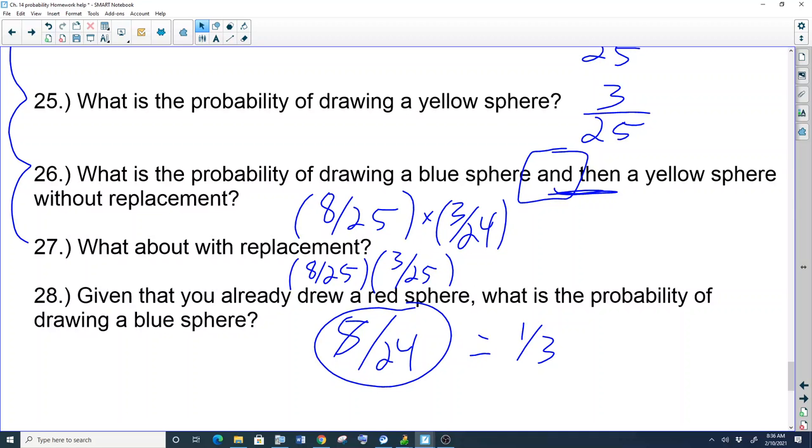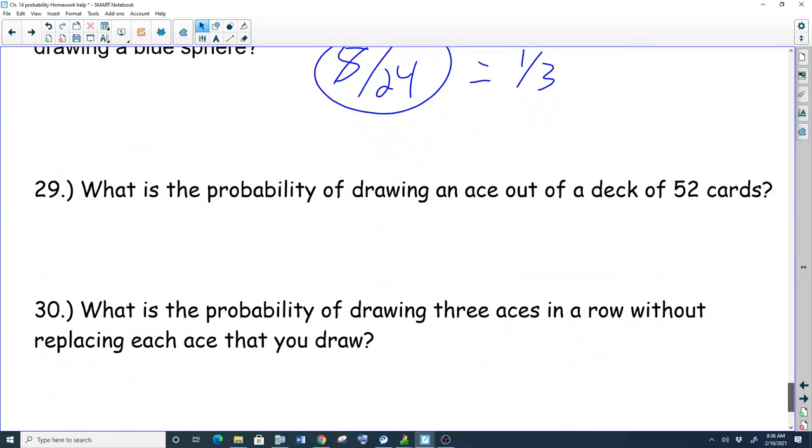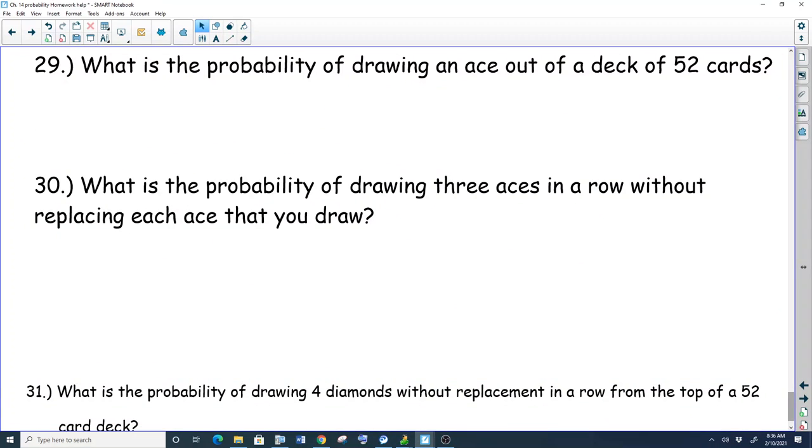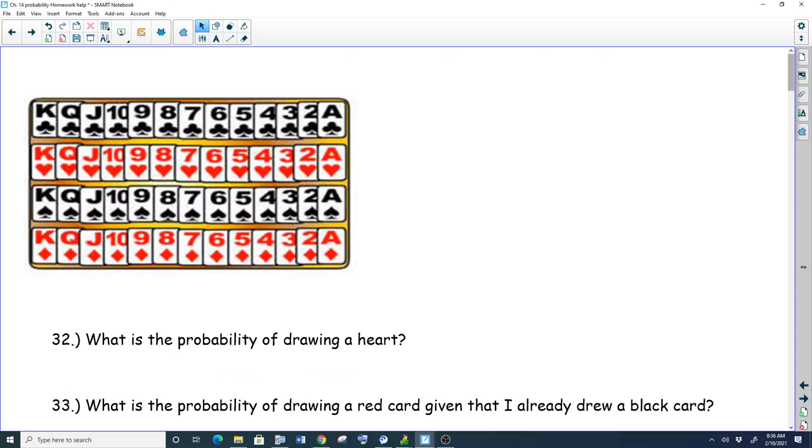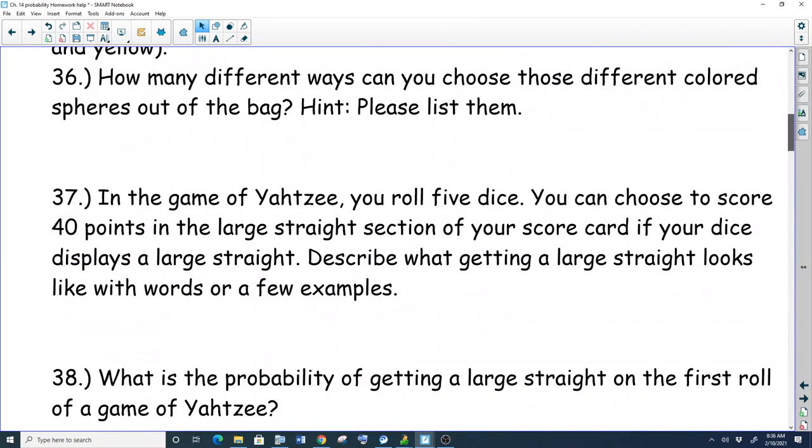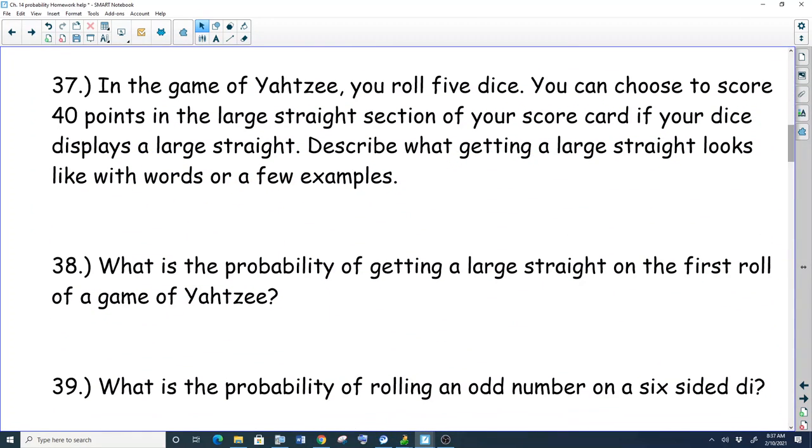So maybe another question. Should we jump to the difficult one that we gave Harrison? Yeah. So the difficult one that we gave Harrison, and we can come back to the cards in a second, is large straight. So in the game of Yahtzee, you roll 5 dice. You can choose to score 40 points on the large straight if you get a large straight. Describe what getting a large straight looks like in a few words or a few examples. So what do you guys think? So what does a large straight even look like with your 5 dice?